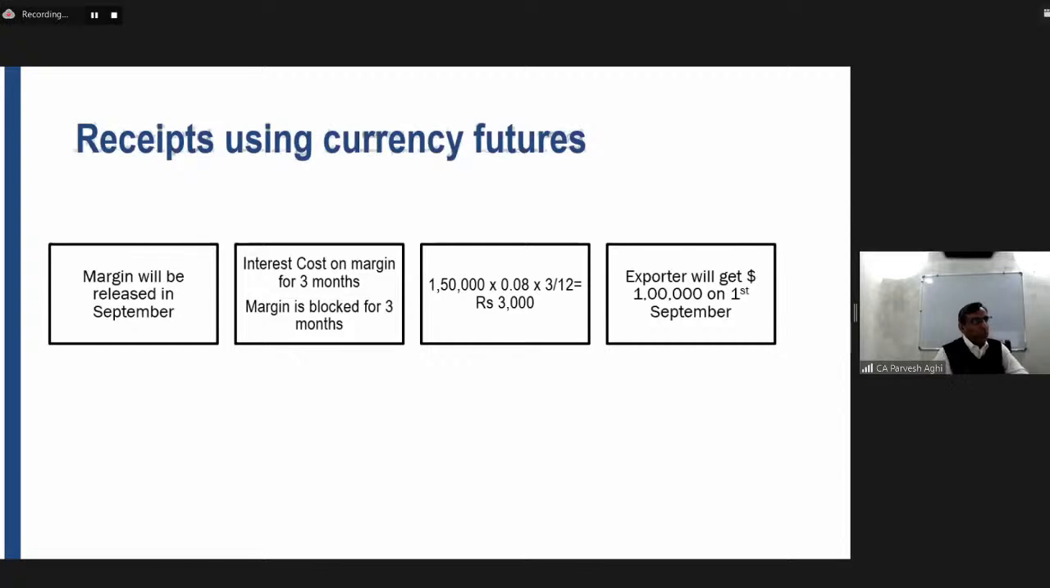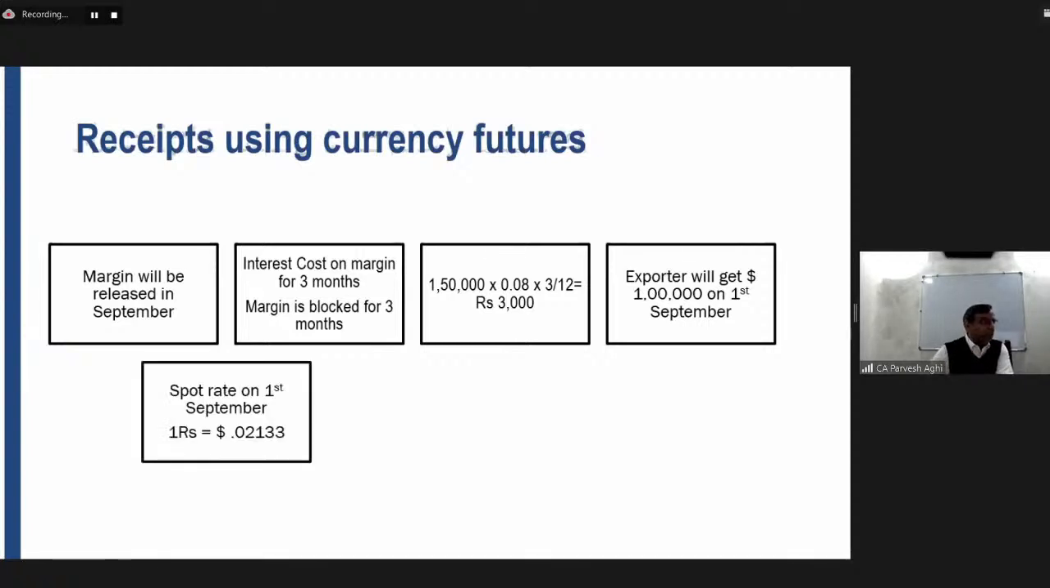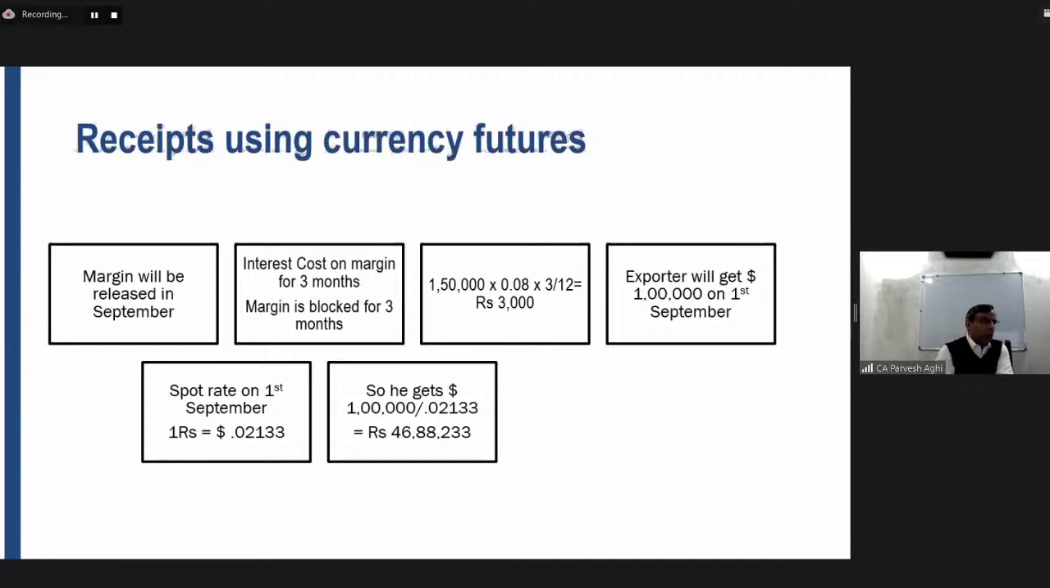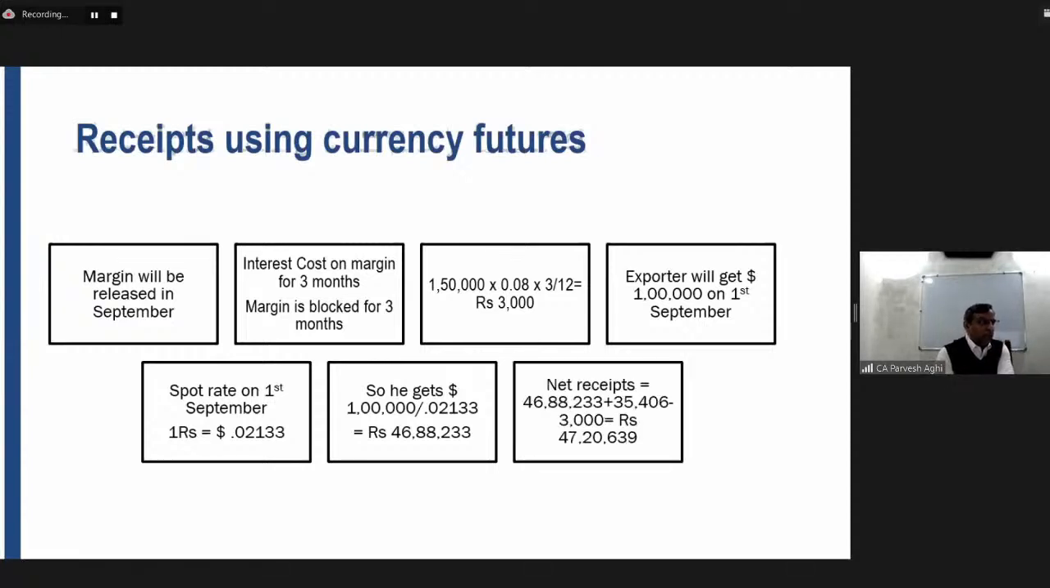The exporter will now get $1 lakh on 1st of September. Now 1st of September comes and he gets 1 lakh. He goes to the bank and finds that the spot rate is 0.02133. He is going to convert his entire money into rupees. So he gets 1 lakh divided by 0.02133, which is 46,88,233, by giving a delivery of $1 lakh to the bank.